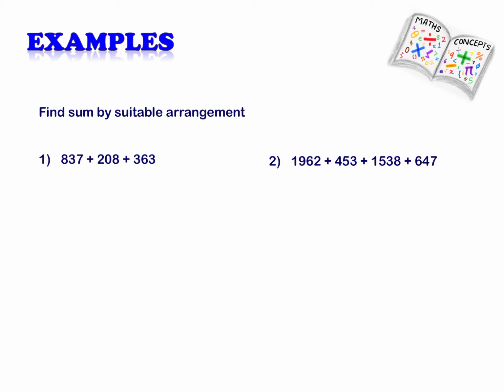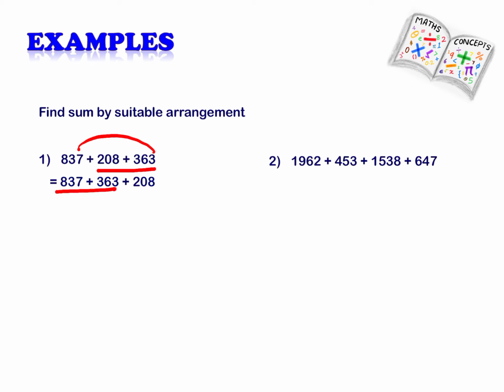Now the first one is find the sum by suitable arrangement. We are going to do addition. Here the first example is 837 plus 208 plus 363. I know that 7 plus 3 is 10 and this will make my calculations easier. So I'll apply the commutative property and I'll exchange the places of the second and third numbers, which gives me 837 plus 363 plus 208. Here I have applied the commutative property.